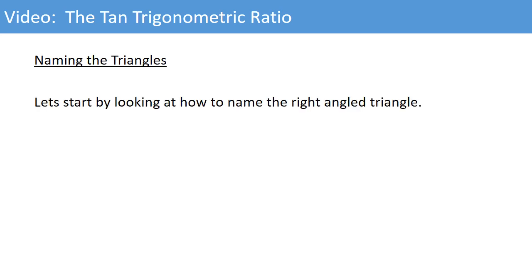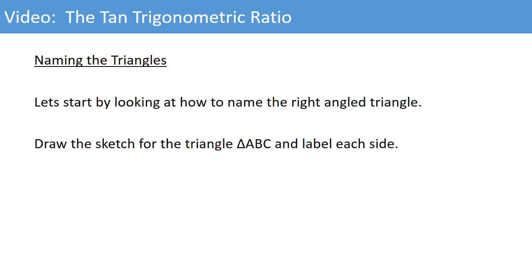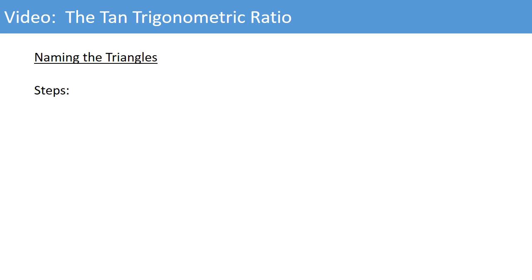Naming the triangles. Let's start by looking at how to name the right-angled triangle. Draw a sketch for the triangle ABC and label each side. Follow the steps given in the next slide. Steps. Number 1. Draw a right-angled triangle.